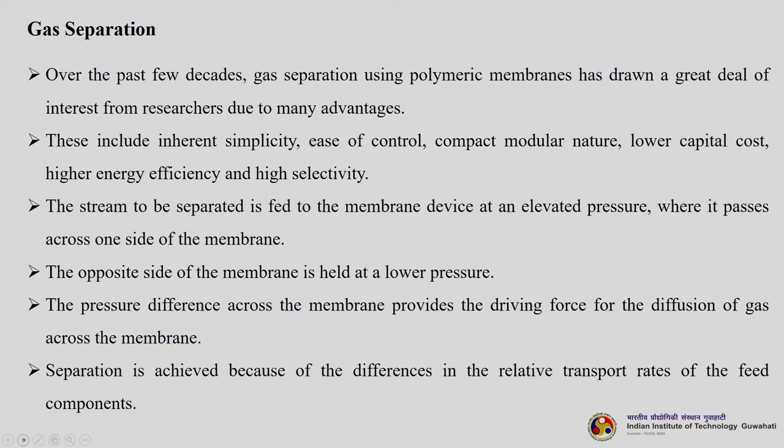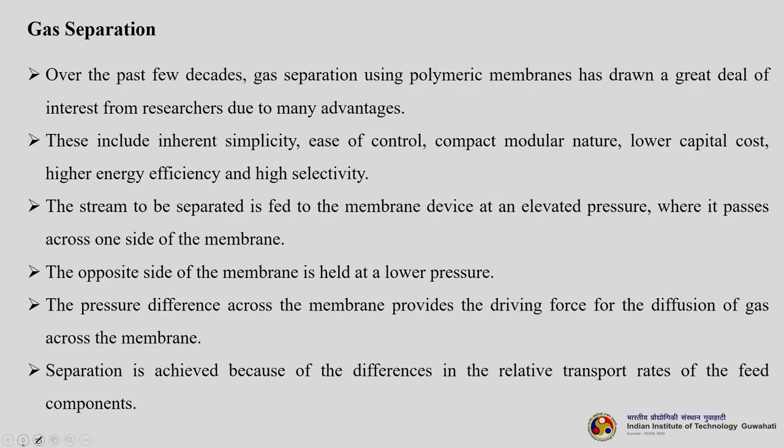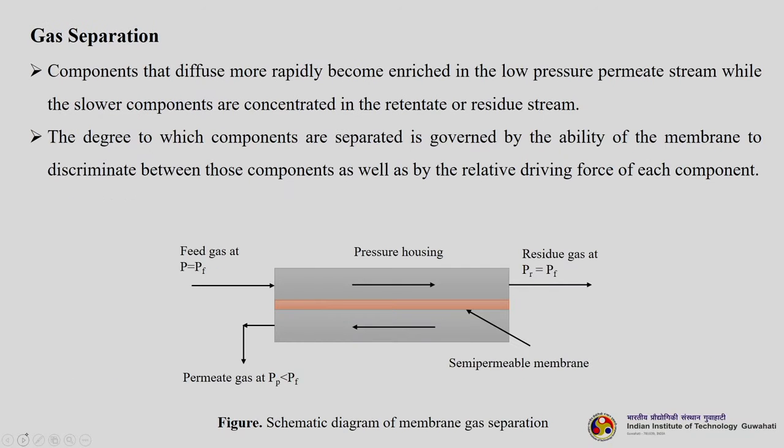Now, the stream to be separated is fed to the membrane device at an elevated pressure, where it passes across one side of the membrane, the usual membrane separation principle. The opposite side of the membrane is held at a lower pressure. The pressure difference across the membrane provides the driving force for the diffusion of gas across the membrane, a little more similar to what we discussed during pervaporation. So, separation is achieved because of the differences in the relative transport rates of the feed components. Components that diffuse more rapidly become enriched in the low pressure permeate stream, while the slower components are concentrated in the retentate or residue stream.